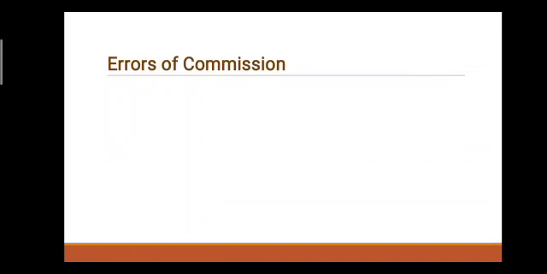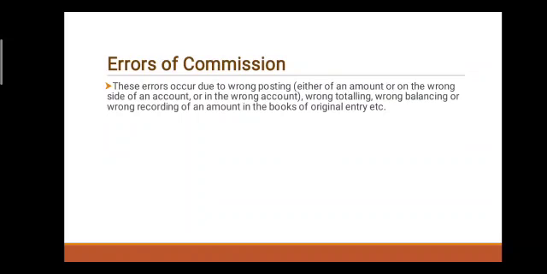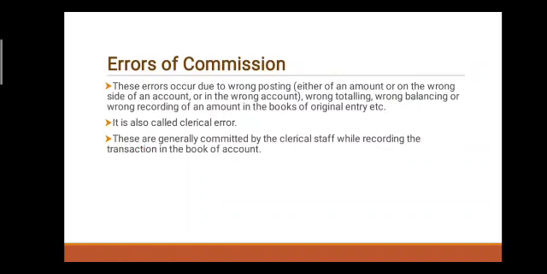First, errors of commission. These errors occur due to wrong posting either of an amount or on the wrong side of an account or in the wrong account, wrong totaling, wrong balancing, or wrong recording of an amount in the books of original entry, etc. It is also called clerical error. These are generally committed by the clerical staff while recording the transactions in the books of account.